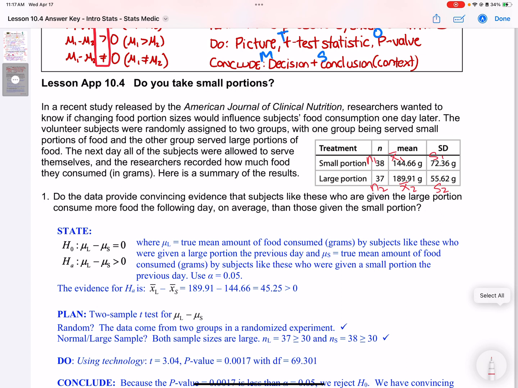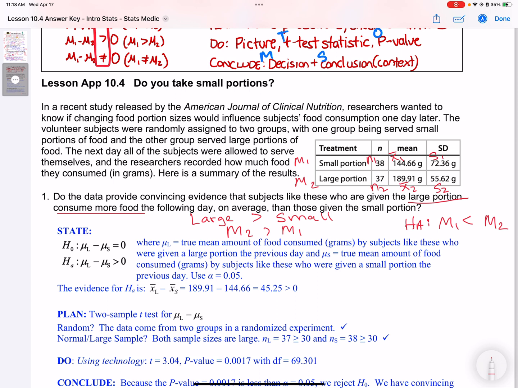When we read through it, you see that it says, does the data provide convincing evidence that subjects like these who are given a large portion consume more food? So I want the large portion to be more than the small. Well, if you notice, we have the large as mu2 and small as mu1, right? So the large is mu2 greater than small, mu1. In your calculator, however, it always says mu1 and mu2 like this for the HA. So I have to do it like this. So even that large is bigger than small means small is smaller than large, okay?